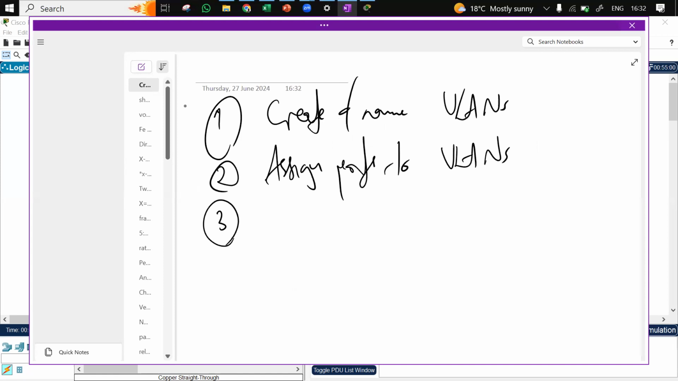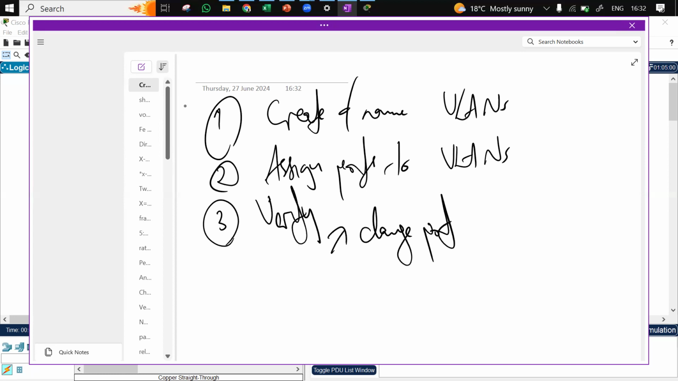Number 3, you can verify information using my show commands, to check that my VLAN is correct. We're also going to show how to change port membership. How do you change my ports from VLAN 10 to VLAN 20? Change port membership. We're also going to delete a VLAN. How do you delete a VLAN?